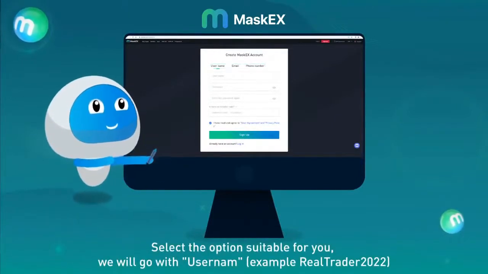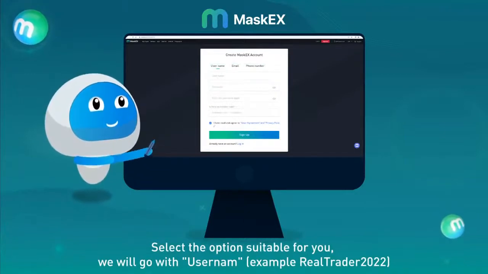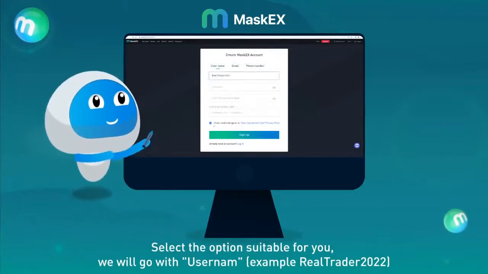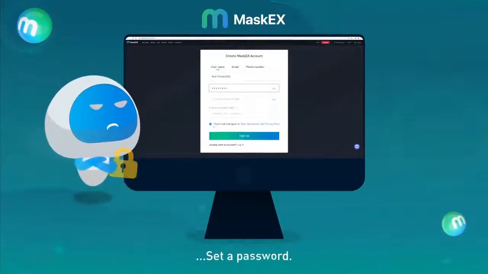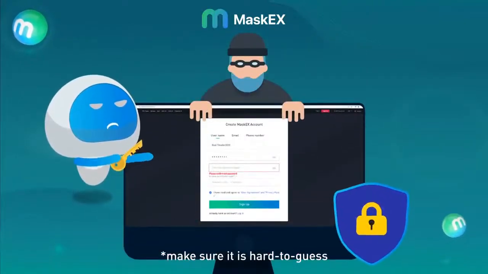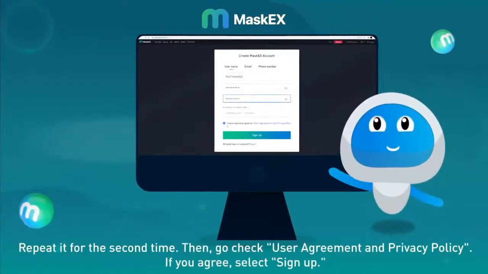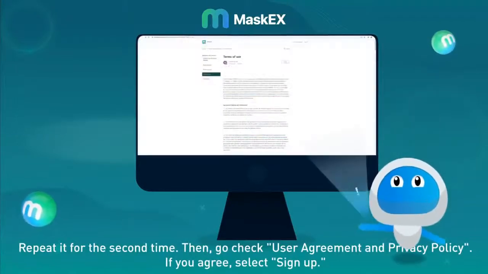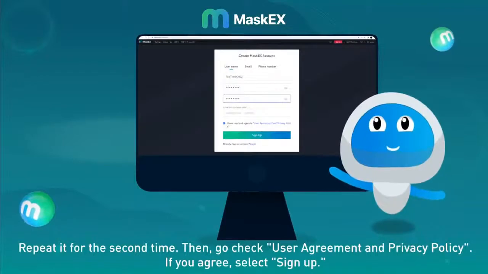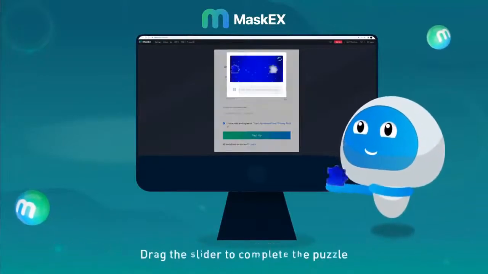Select the option suitable for you. We will go with username, example Real Trader 2022. Set a password. Make sure it is hard to guess. Repeat it for the second time. Then go check the user agreement and privacy policy. If you agree, select sign up. Drag the slider to complete the puzzle.